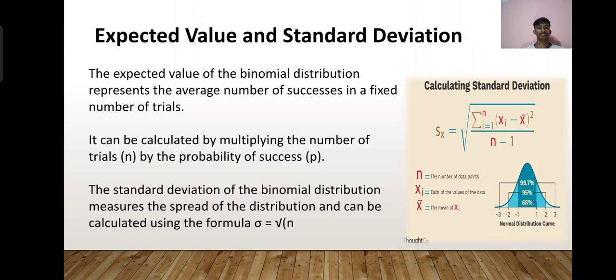Expected value and standard deviation. The expected value of the binomial distribution represents the average number of successes in a fixed number of trials. It can be calculated by multiplying the number of trials n by the probability of success p. The standard deviation of the binomial distribution measures the spread of the distribution and can be calculated using the formula.